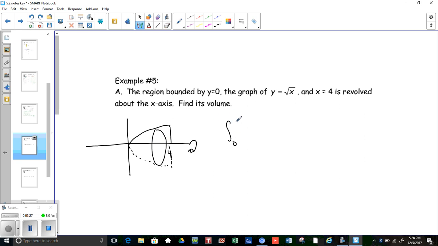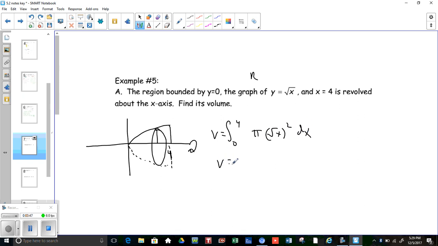So 0 to 4, this is the volume of pi times the radius squared. Well, what's the radius going to be? Well, the radius goes from here to there. The radius is this function square root of x. Square root of x squared dx.